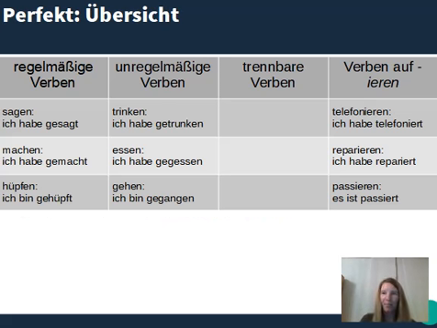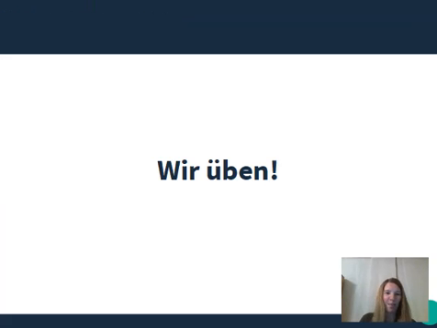Okay, so then we continue. Jetzt haben wir schon 3 Kategorien gelernt. Okay, und auch hier seht ihr, perfekt mit sein kann auch bei Verben auf ieren sein. So you see, even here we can use the auxiliary verb sein in Verben auf ieren. Es ist passiert. Okay, wir üben.